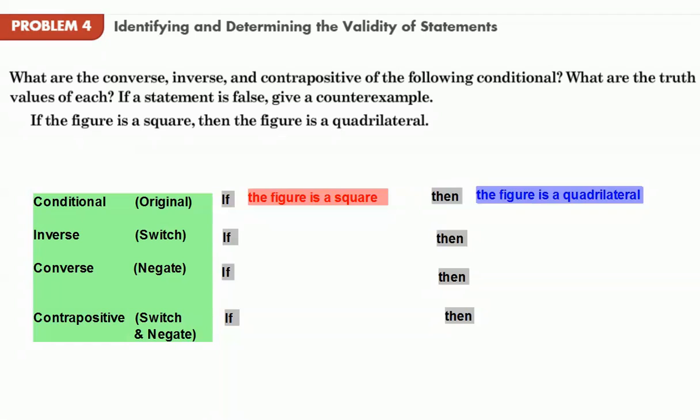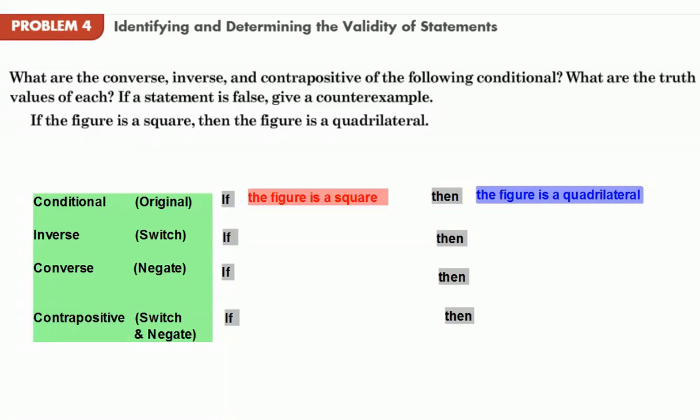Now we're going to do the inverse and then determine if it's a true or false statement. Okay? Well, before we even go to the inverse, on the first one, this is going to be true. If the figure is a square, then the figure is a quadrilateral. A quadrilateral is something that has 4 sides. So this is considered true.